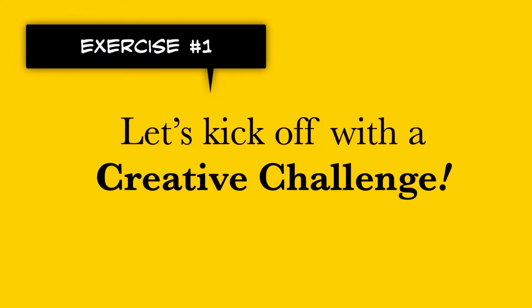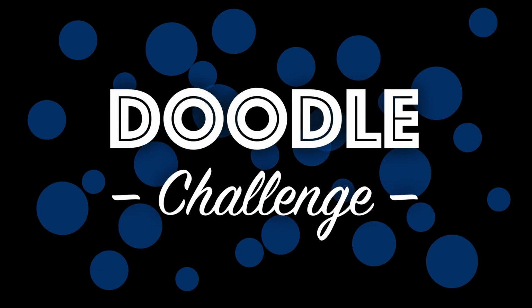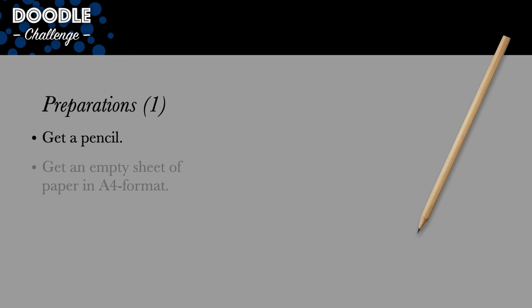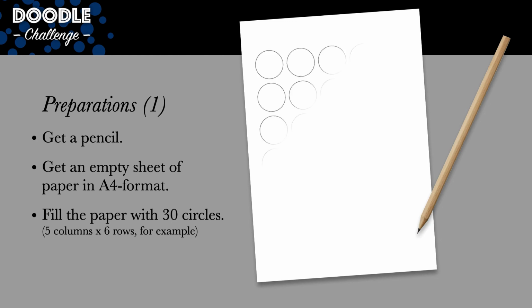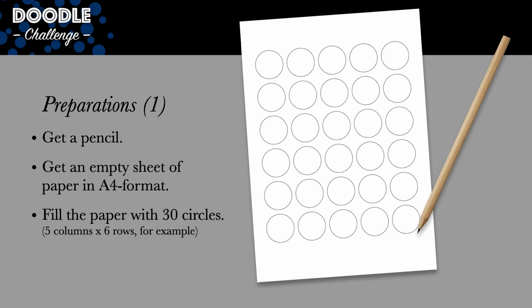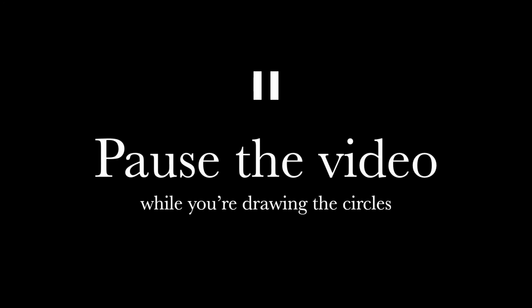So let's start with exercise number 1, kicking off with the creative challenge, something called the Doodle Challenge. The preparation for this is that, of course, you get a pencil and one of the sheets of A4 format. And I want you to fill the paper with 30 circles. This is, for example, 5 columns with 6 rows. So again, pause the video while you're drawing the circles.